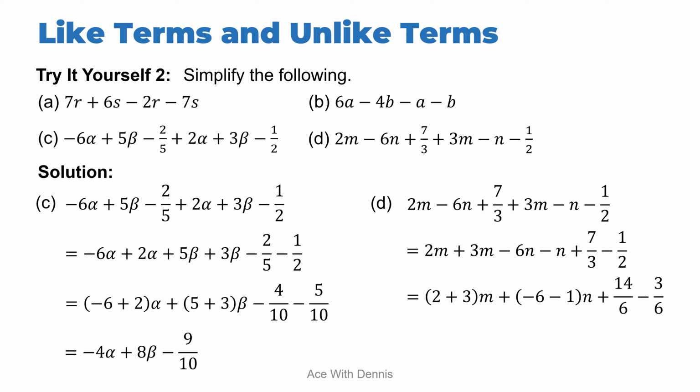2 plus 3m plus negative 6 minus 1n. And for the constant term, we change the fractions into the same denominator, where the LCM of 3 and 2 is 6. Hence, we have 14 over 6 minus 3 over 6. And the answer is 5m minus 7n plus 11 over 6.